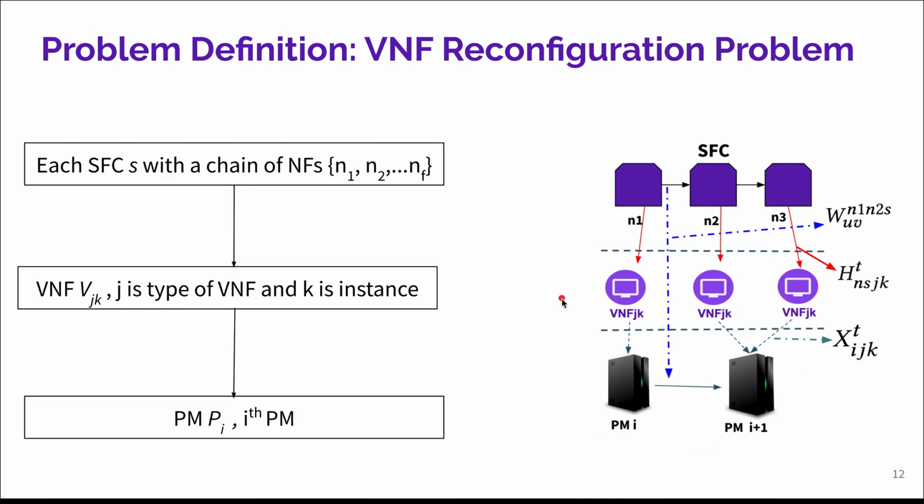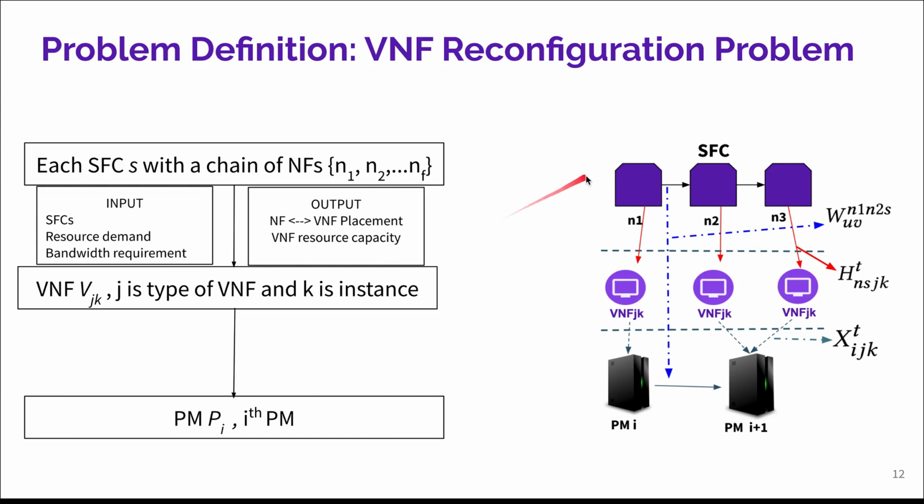In the second level mapping, we try to place the VNFs on a PM. This is determined by a decision variable x, which shows the placement of the kth instance of VNF j on PM i at time interval t. Let's look at the first level placement problem.